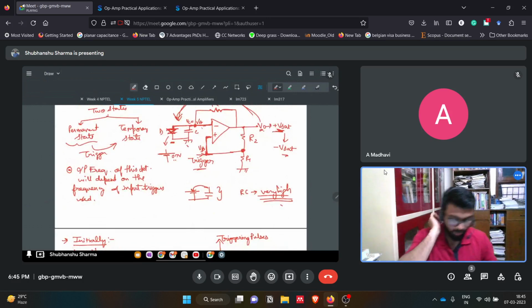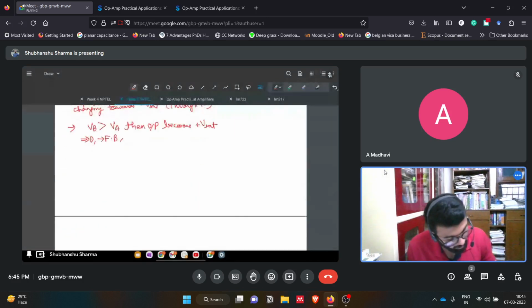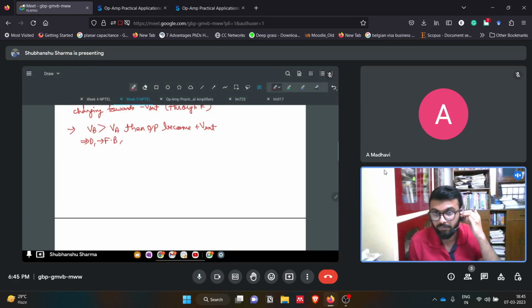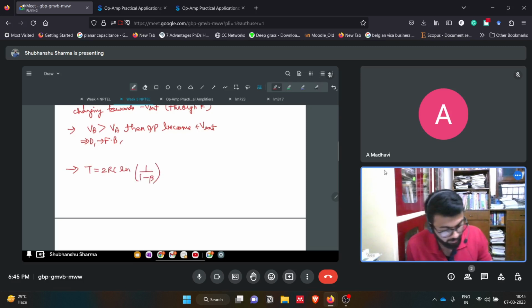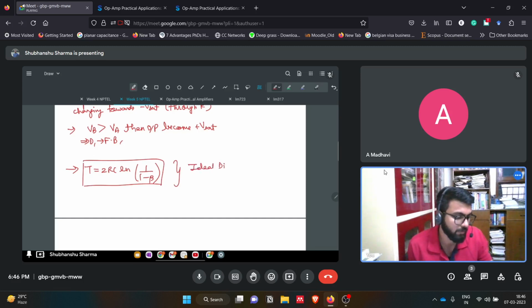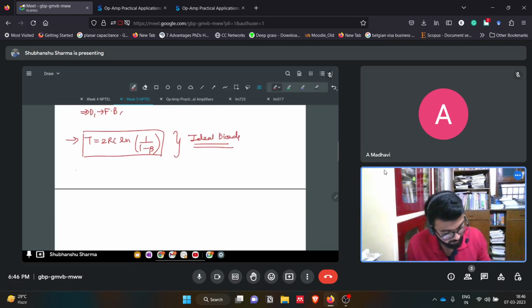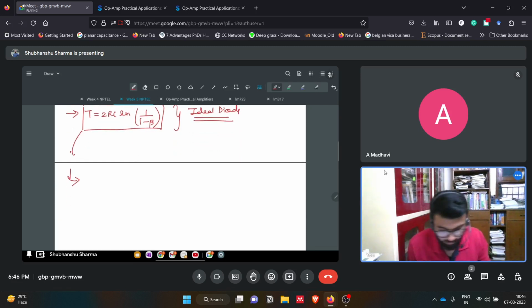Now we will see how we achieve the total charging and discharging time of this circuit. As we know, this time is given by 2 RC ln 1 upon 1 minus beta. One important thing: this time is for the ideal diode. Here we are not considering the practical diode case. So we'll see how we can derive this.